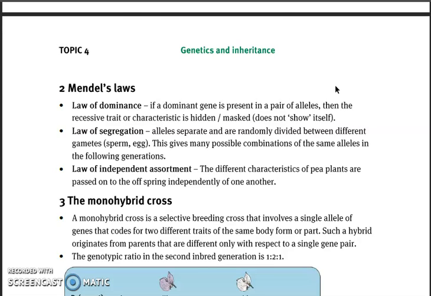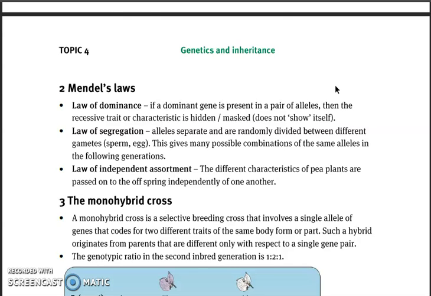So he looked at the seed shape, the flower color, the seed coating, the tint of the seed coating, the pod shape, the unripe pod color, the flower location, as well as the plant height. So he looked at these 7 traits of a plant and he began to understand these things and then find relationships between how tall the parent plant was compared to the offspring, and he became the father of modern genetics. So Mendel is basically the father of genetics.